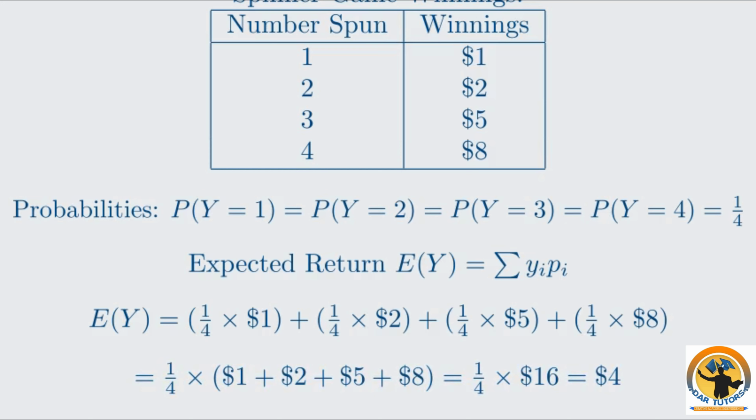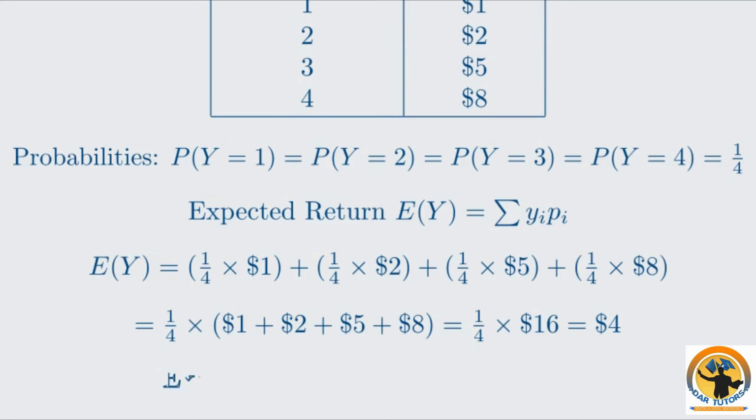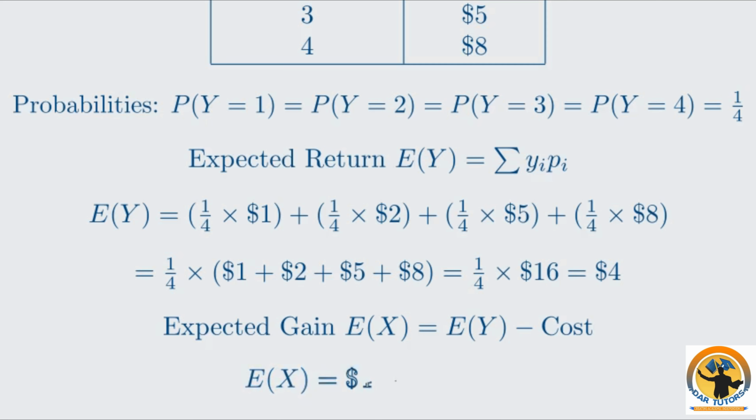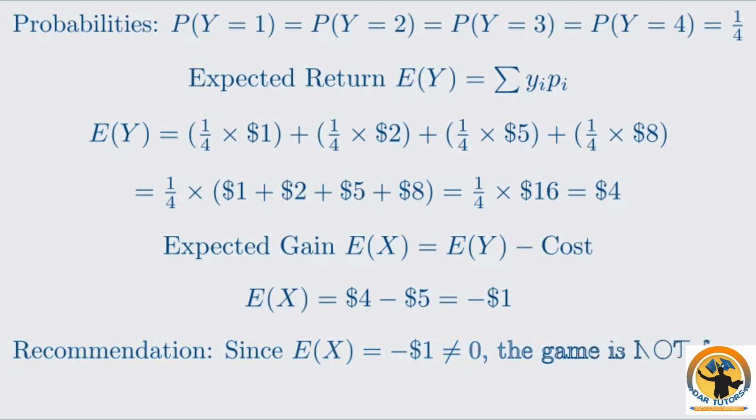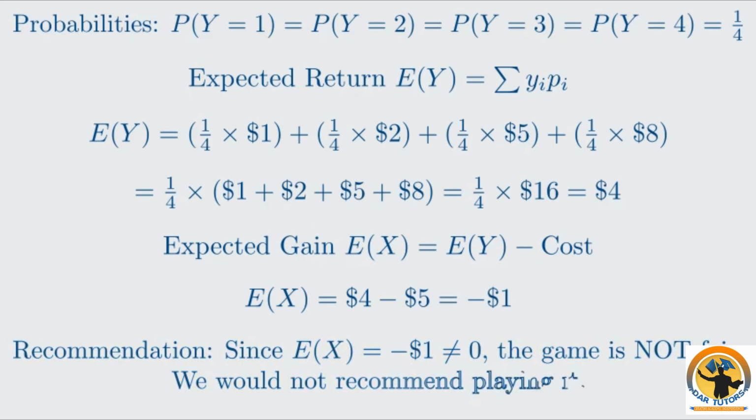Now, let's find the expected gain. We know the game costs $5 to play. The expected gain, E(X), is the expected return minus the cost to play. So it's $4 minus 5, which equals -$1. Finally, should we recommend playing this game? The expected gain is -$1. This means in the long run, for every game played, you are expected to lose $1. Therefore, no, we would not recommend playing this game.